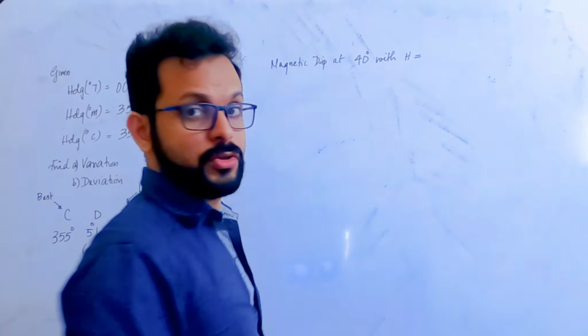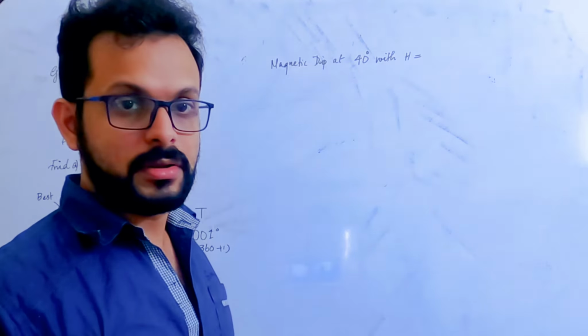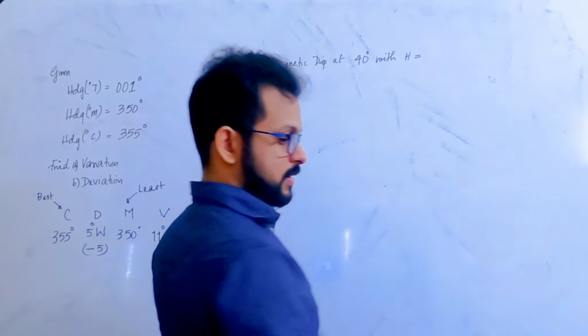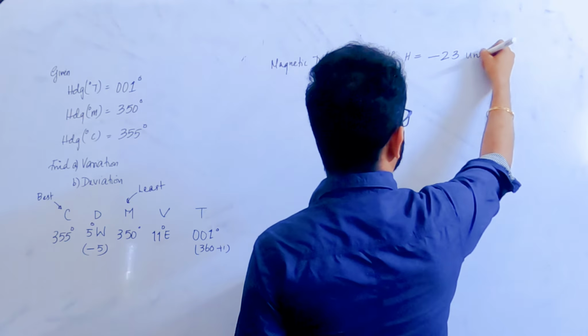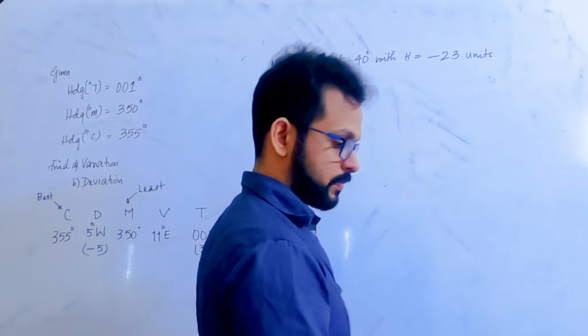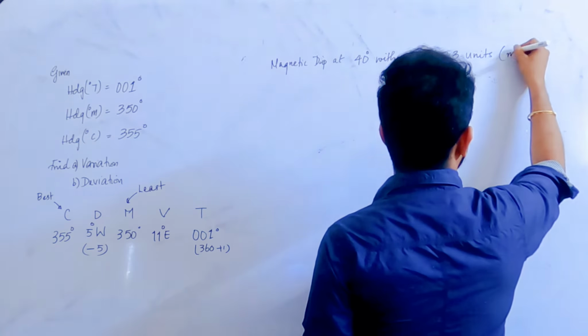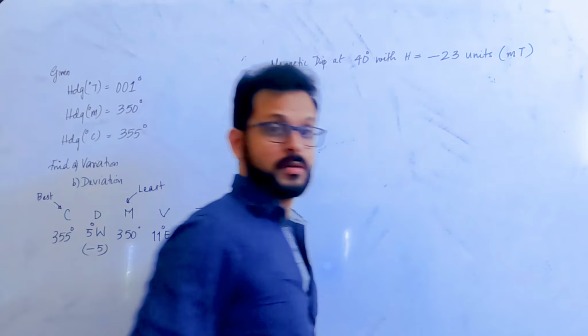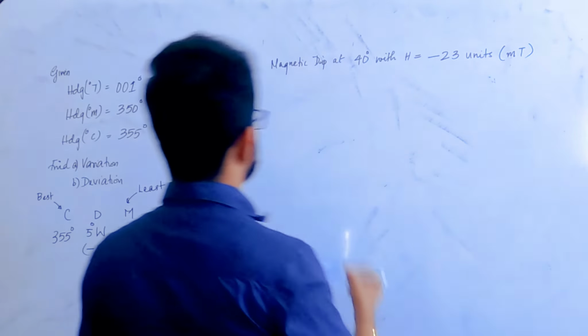With the H value. H value is the horizontal component of the magnetic field. Remember the H part of it? Yes, that is minus 23 units. Generally the unit is Tesla, or you can say microtesla. You have to find out the value of Z and T.